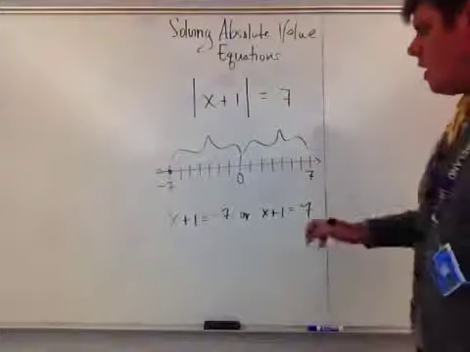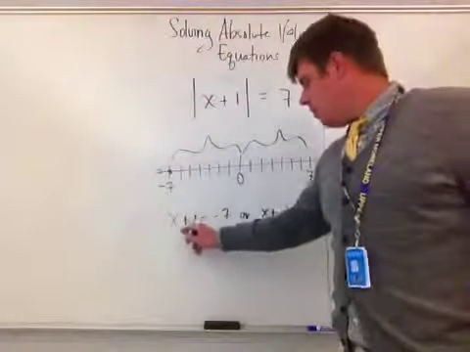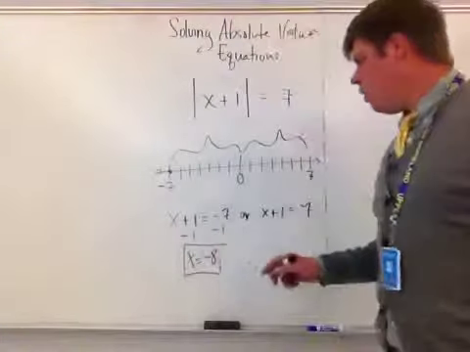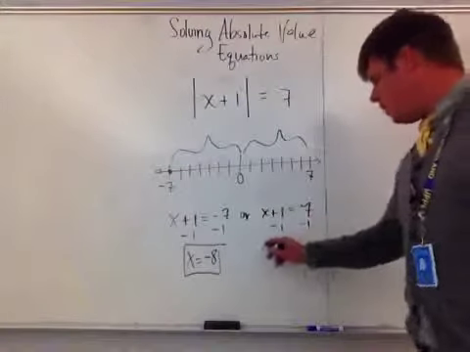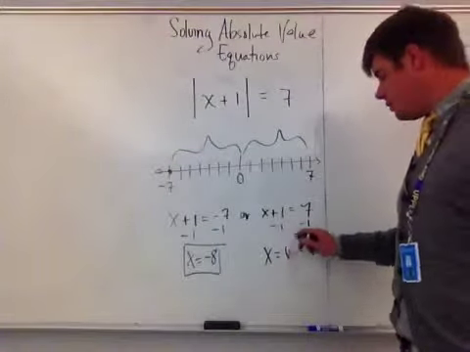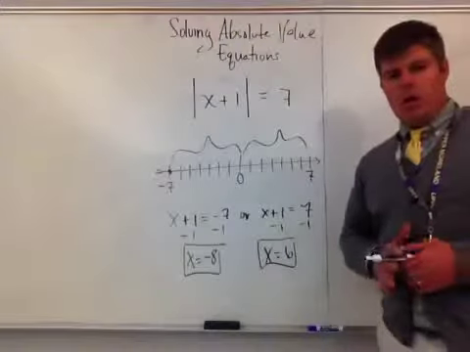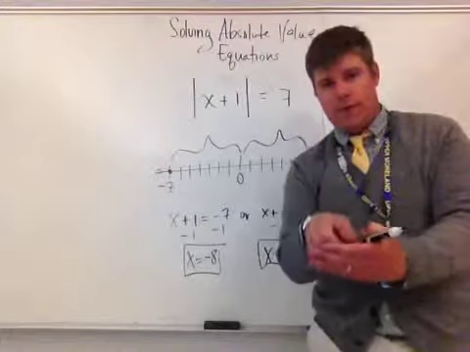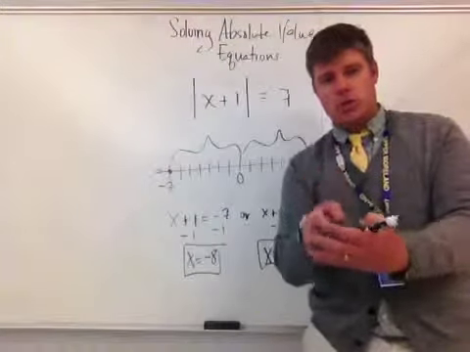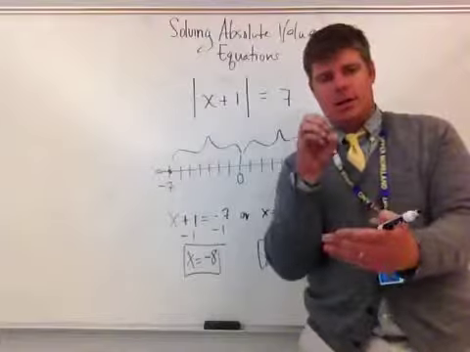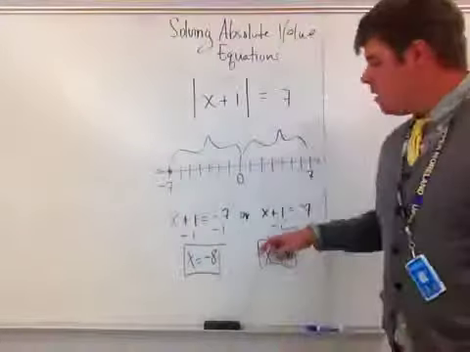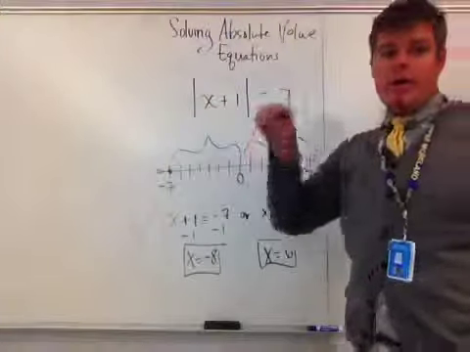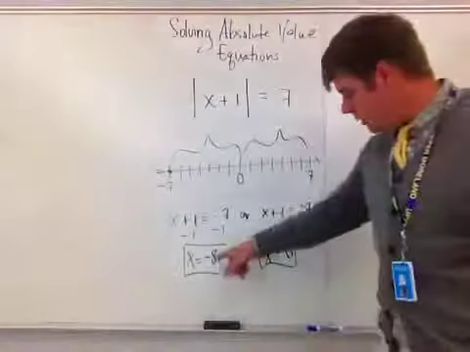So here we go. I come up here and I go, okay, let's solve for x. So I minus 1, I get x equals negative 8. And in this one, I minus 1, and I get x equals 6. So I am solving for the input into the x variable that simplifies to the numbers that will give me a distance of 7 away from 0. So when I plug in a number for x, it better give me, when I add 1 to it, 7 or negative 7. So in this case, negative 8.